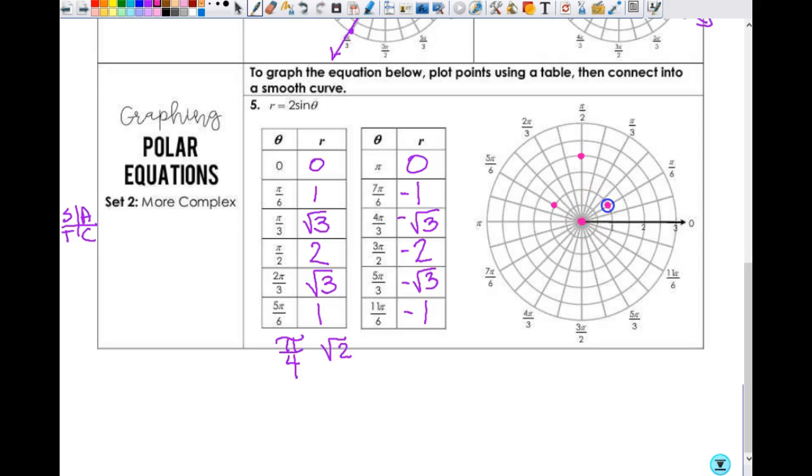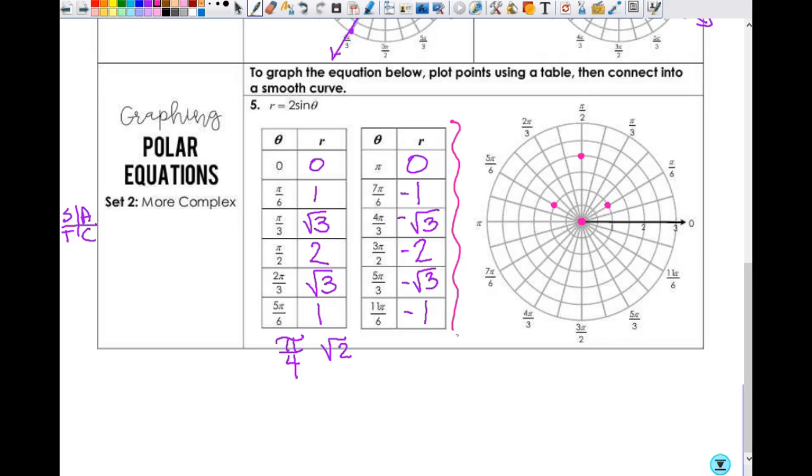When I'm at 7 pi sixths, my radius is negative 1. I already have a point there. When I'm at 3 pi halves, my radius is negative 2. I already have a point there. At 11 pi sixths, my radius is negative 1. I already have a point there, okay? So these are all just repeats because we already went all the way around. Now, just by these 4 points, you don't have a clue what this is, and that's okay. We've got to graph the other ones.